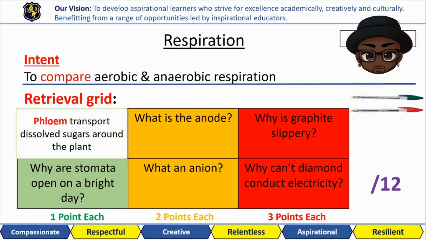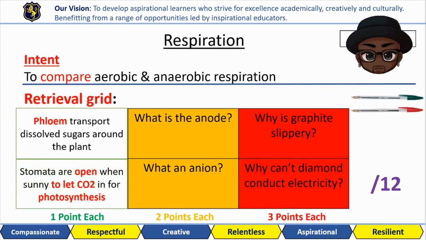The phloem tissue transports dissolved sugars from the leaves to the rest of the plant. When it's sunny, it's time to photosynthesize, so the stomata open to let in the carbon dioxide for photosynthesis.